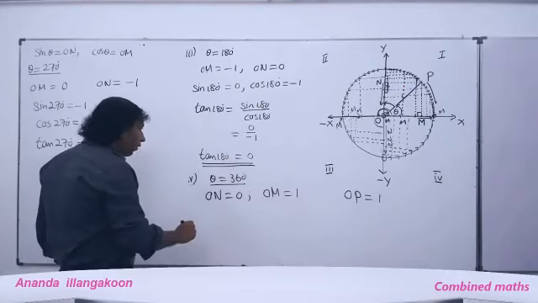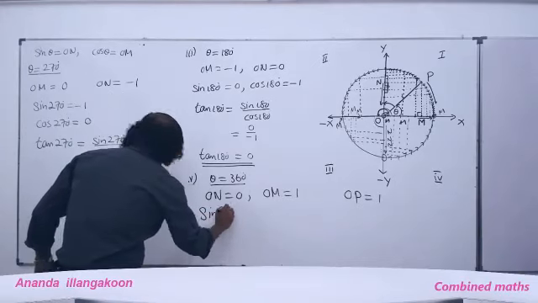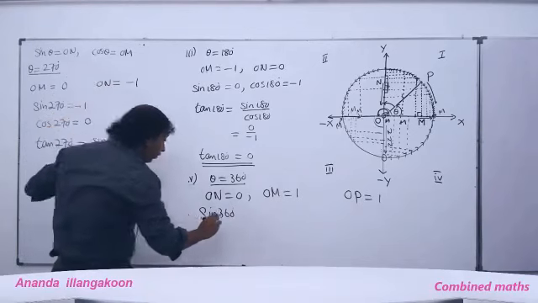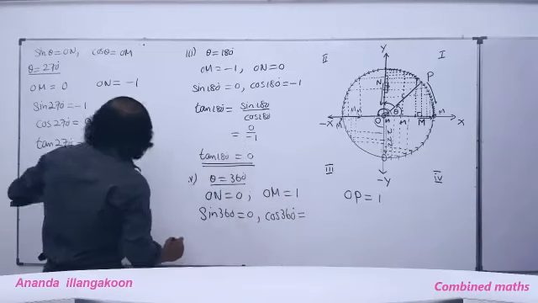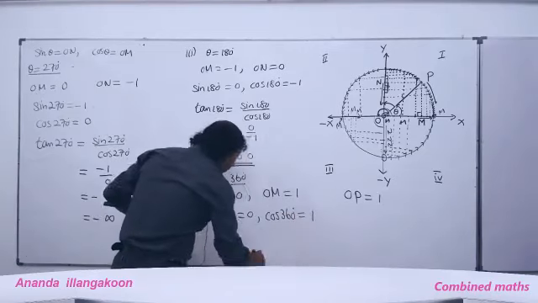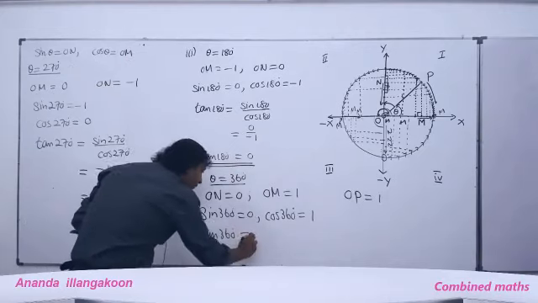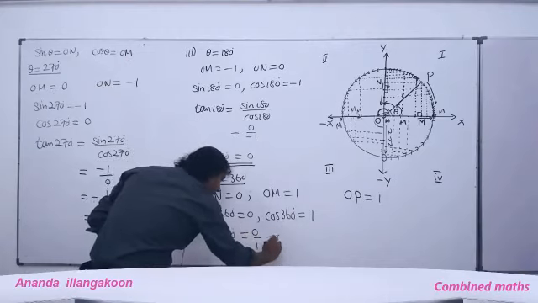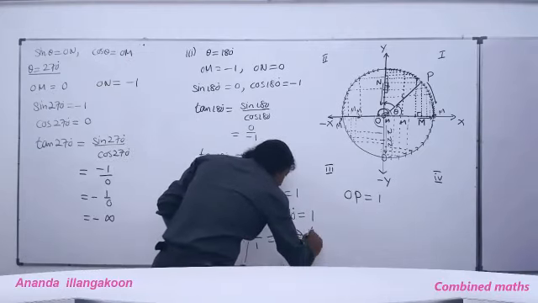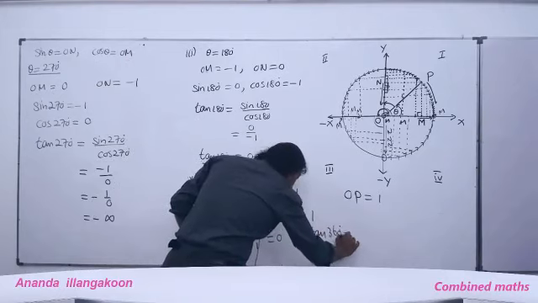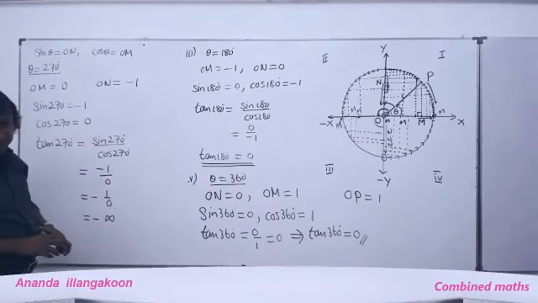Then we can write, people, sin 360. Sin is given by this ON, no? Sin 360 is 0. Cos 360 is equal to OM, no? 1. Tan 360 is, people, sin 360 divided by cos 360. It is 0. Tan 360 is equal to 0. Right. Okay. Those answers, people, we obtained.